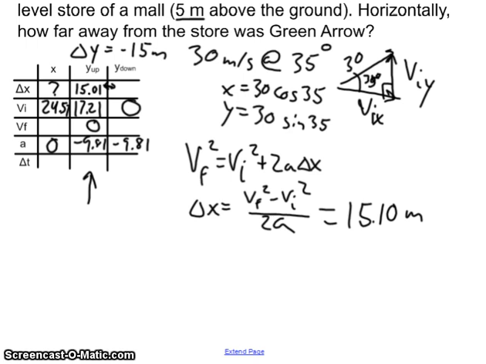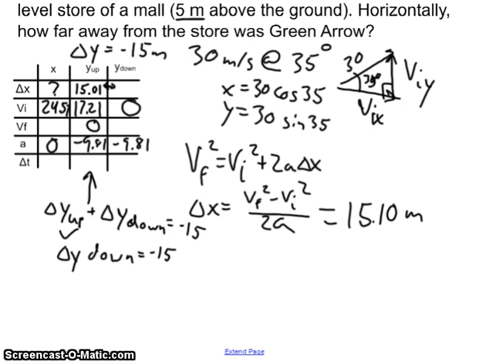Now, as I said before, our delta y up and our delta y down has to end up totaling the negative 15. So seeing as how we already know our delta y up, we can rearrange this in order to get our delta y down. So delta y down must be the negative 15 minus 15.10. So that actually means that our delta y down is in fact negative 30.10 meters. So I can throw that into my chart here.